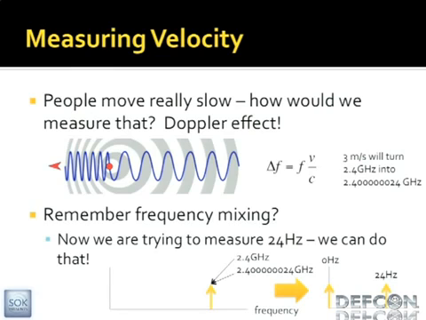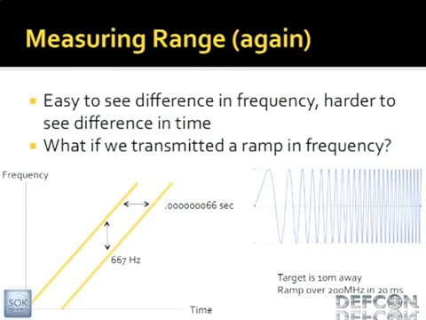So going back to measuring range, if we're trying to see a difference in frequency, it's pretty easy. We can do that, and the really cool thing is if you take that into the computer and Fourier transform it, you can very easily get a plot of frequency versus power. And it's harder to see a difference in time, just because we can't sample that fast, or it's expensive to sample that fast. So what if we took the frequency that we're transmitting, that we have plotted here, and we just ramp it?